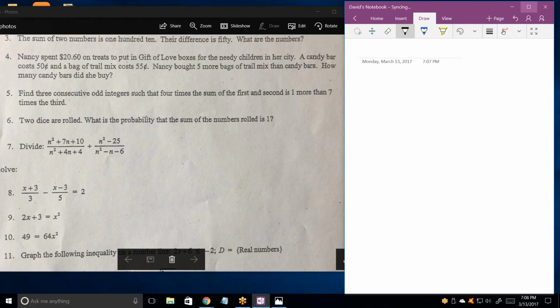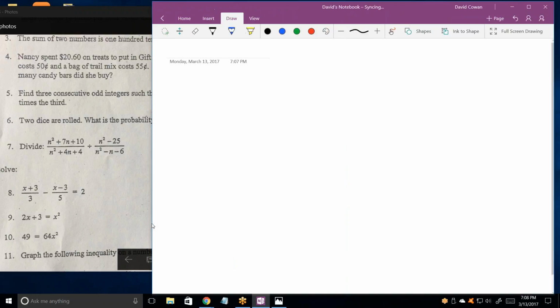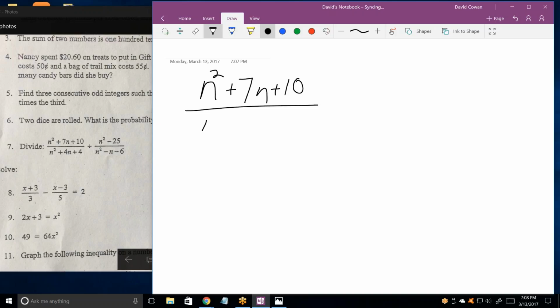All right. Problem 7. Says it's a division problem, but in reality we know it's a multiplication problem, right? All division problems of this nature, you're going to solve by multiplying by the reciprocal. You're not going to do it as a division problem. You're going to do it as a multiplication problem. And we would always do that. So I'm going to multiply by n squared minus n minus 6, the denominator, and divide by the numerator.